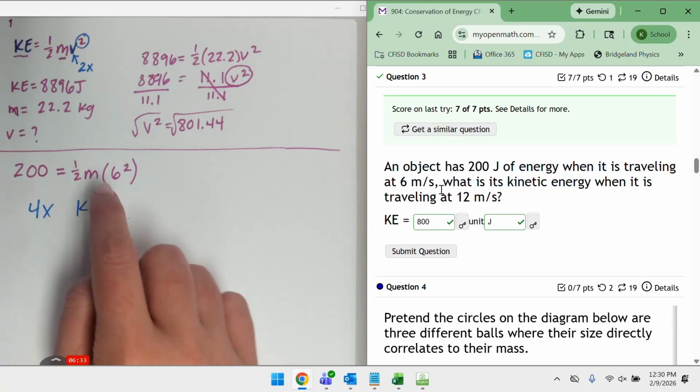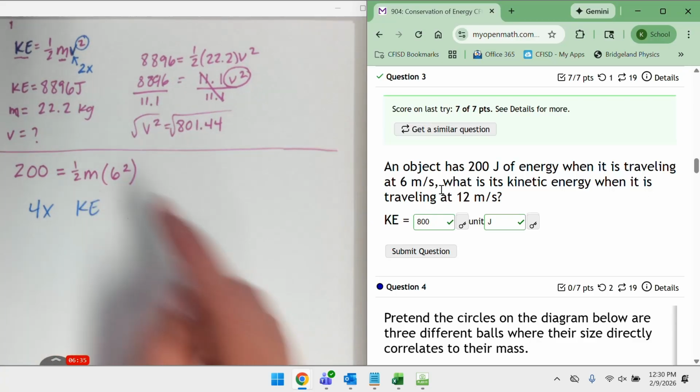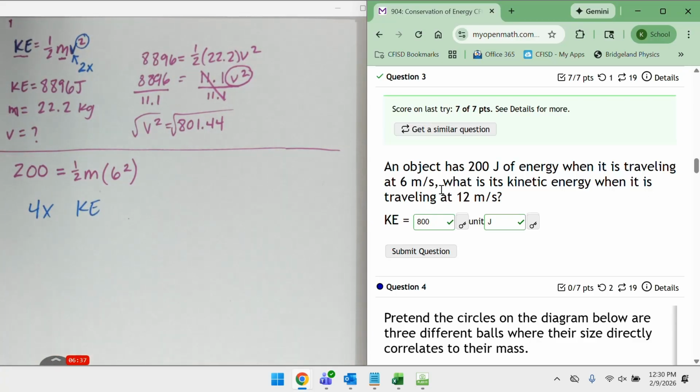Again, if you want, you could figure out what the mass is, and then solve for it that way instead. It is entirely up to you.